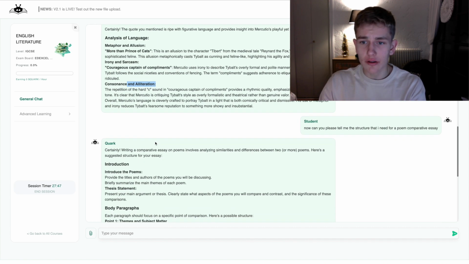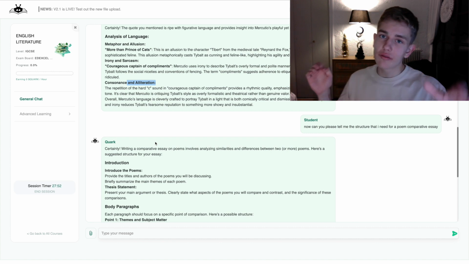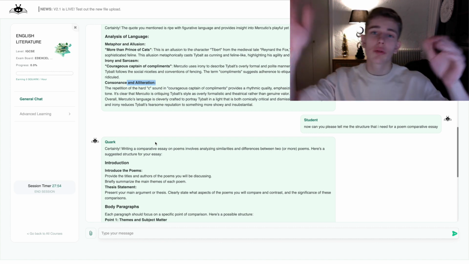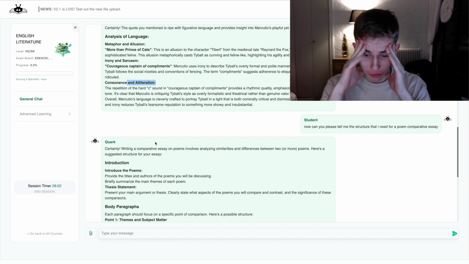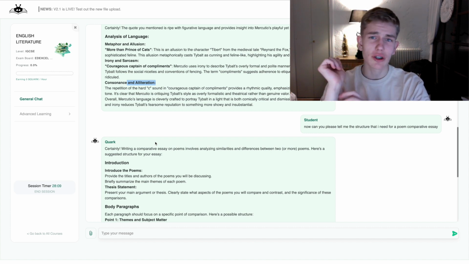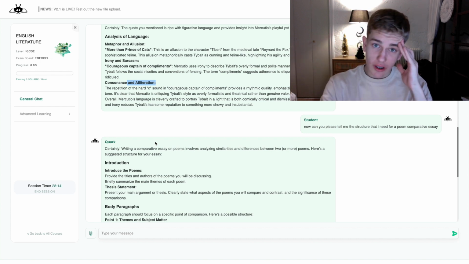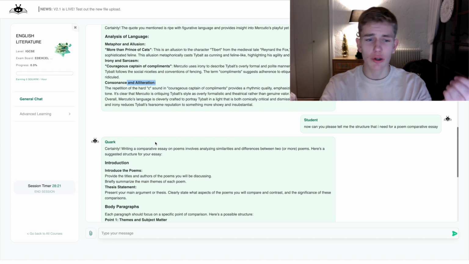Then I asked it, for English language now, to give me a structure for a poem comparative essay. For me, the poem comparative essay was the hardest of all. I'm sitting there in class, looking at the two poems, thinking, what is this? I tried to peek a bit, but none of the people next to me wanted to show me their work. In the end, I didn't know how to compare the poems or what to write, so I just wrote a bunch of gibberish, not answering the question.